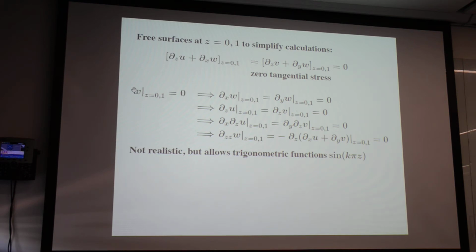And why is this convenient? Because trigonometric functions, say sine functions, are 0 here, and their second derivatives are 0 here, but not their first derivatives. So saying that something is 0 here and that its first derivative is 0 here rules out, say, sine functions, which are the simplest things to do. So these free slip boundary conditions allow you to use the sine functions.